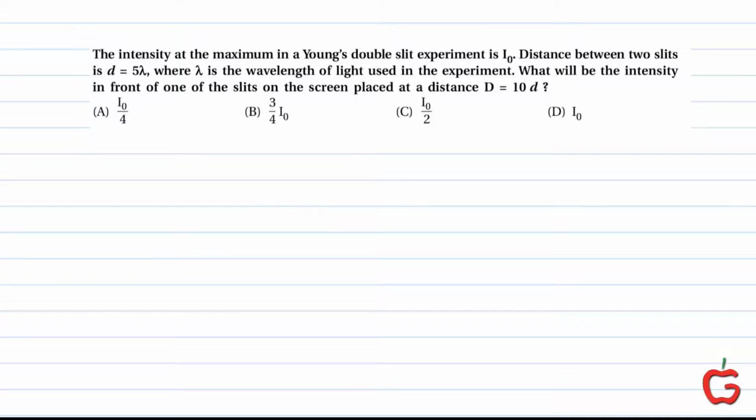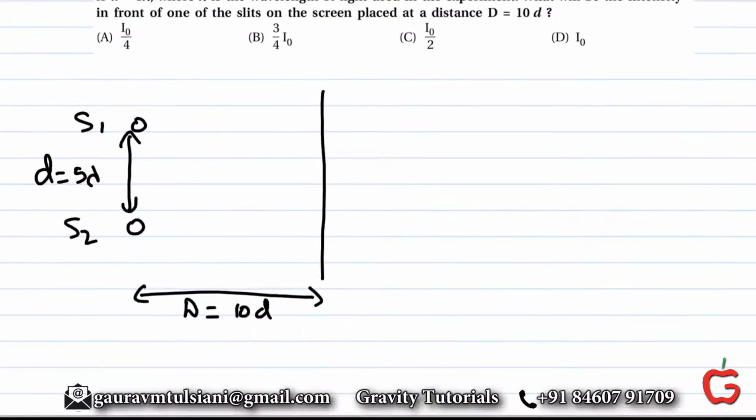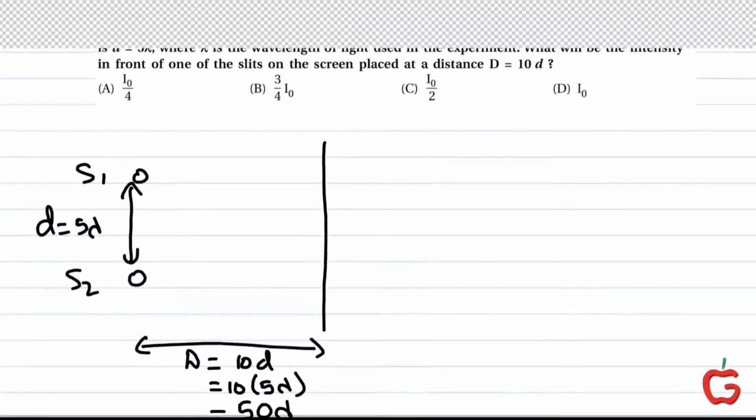So this is the situation here. These are the two slits, S1 and S2, and here's the screen. The screen is placed 10 times d apart. This is d, which is 5 times lambda. So the screen is 10 times 5 lambda away. So capital D is 50 lambda.